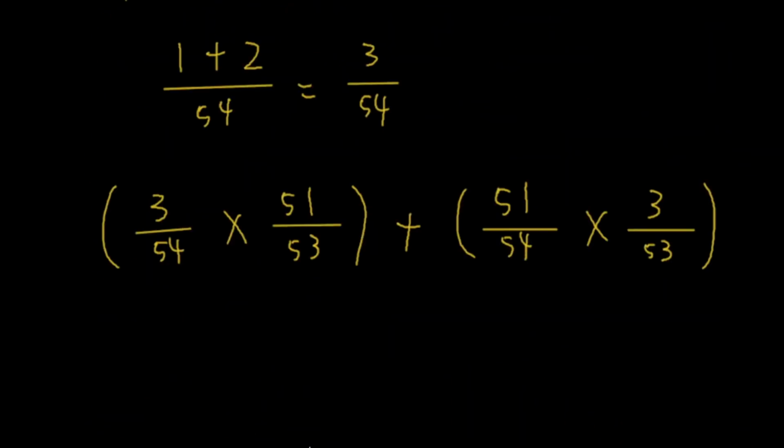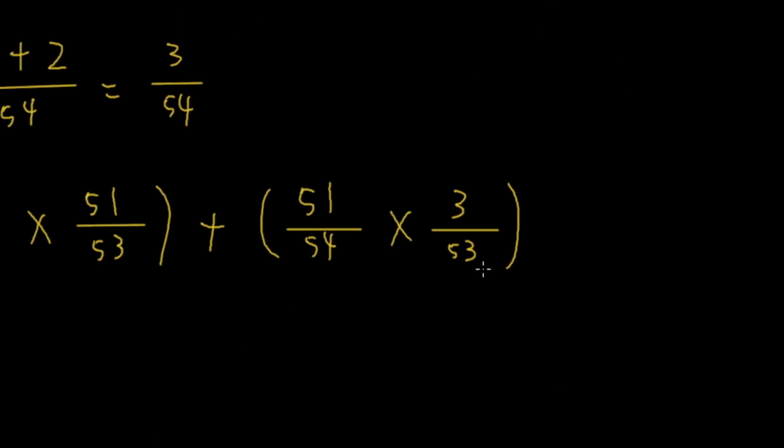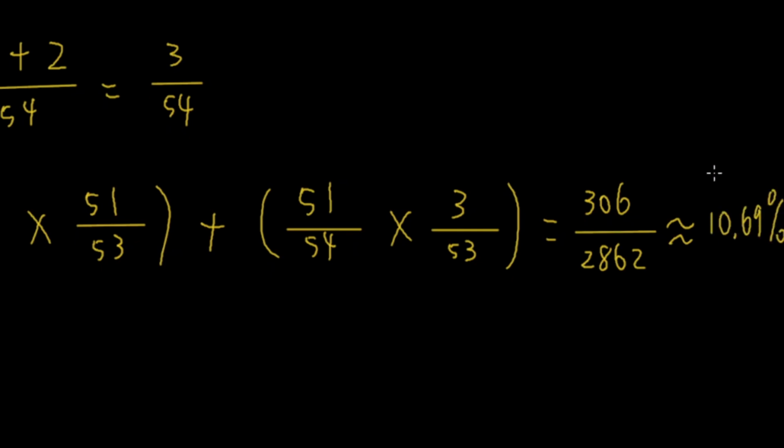And that will give me the probability of the entire situation F. Okay, and that is equal to 306 over 2,862, and that's approximately equal to 10.69%. Okay, so this is the probability for part F.